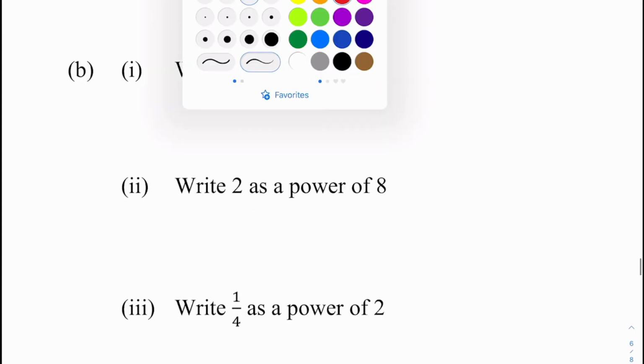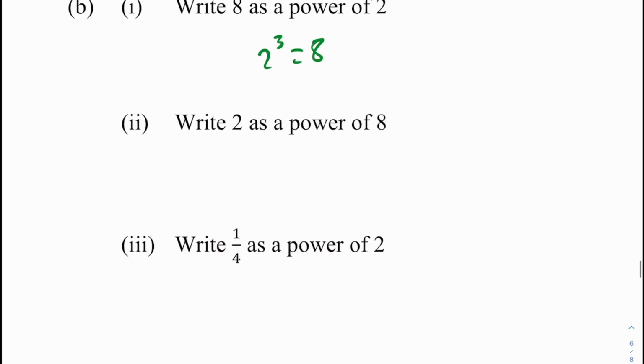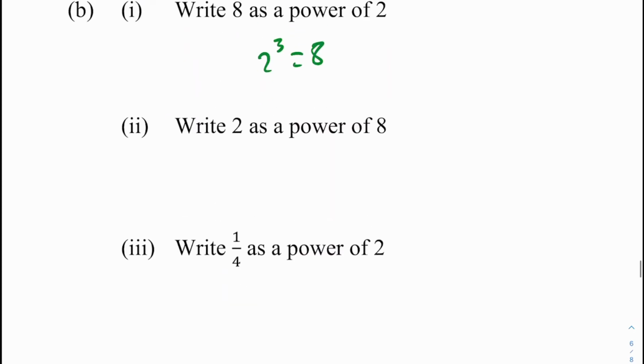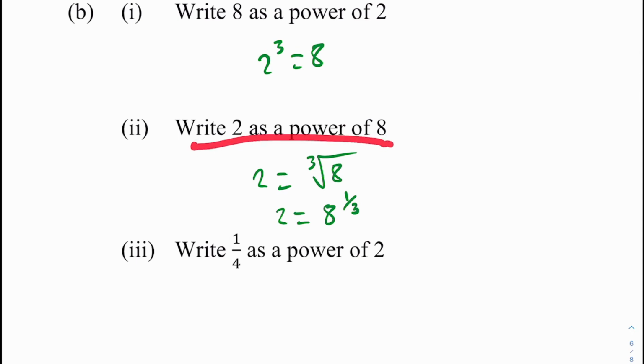Right, 8 is a power of 2, so that's simple. 2 cubed is equal to 8. We then need to write 2 as a power of 8. So if we take the cube root of both sides in this expression, what we get is that 2 is equal to the cube root of 8. So we'll just tidy up. 2 is equal to 8 to the power of 1/3. Yes, that's right, and 2 is a power of 8.